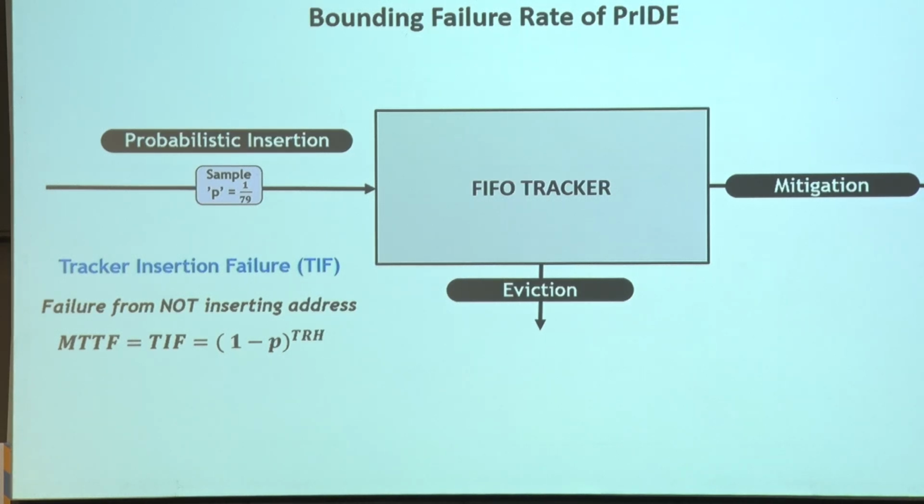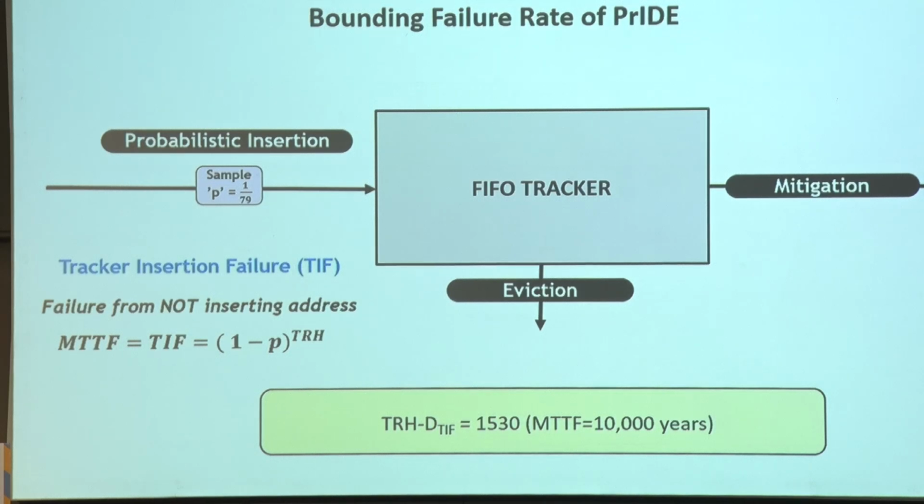Since PRIDE chooses something with probability P to insert, we can bound the failure rate for insertion by computing the probability of not inserting. If we want to know whether it's going to violate the Rowhammer threshold, we would take that probability and raise it to TRH, and that would be our failure rate. For a failure rate of 10,000 years, the tracker insertion failure can be bounded by a TRH of 1530.